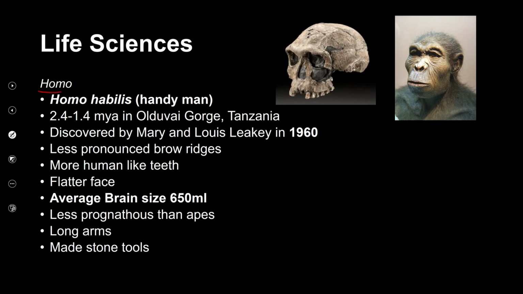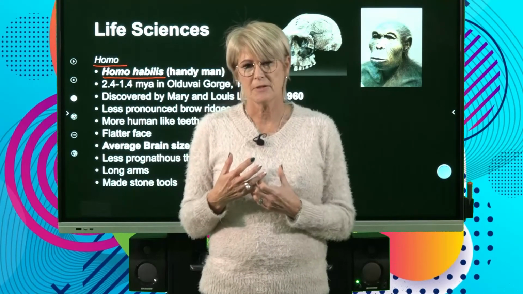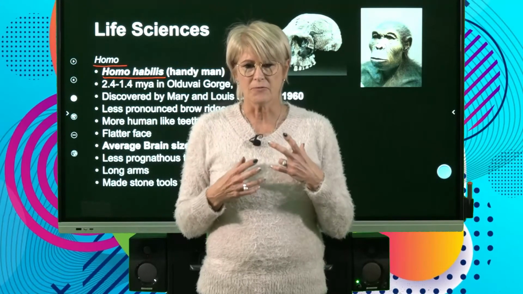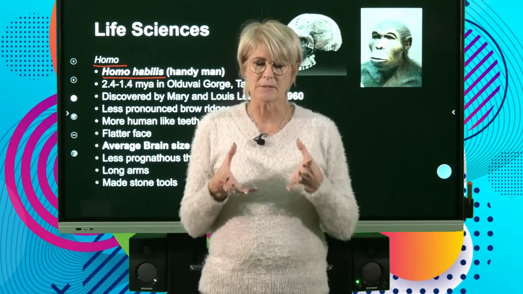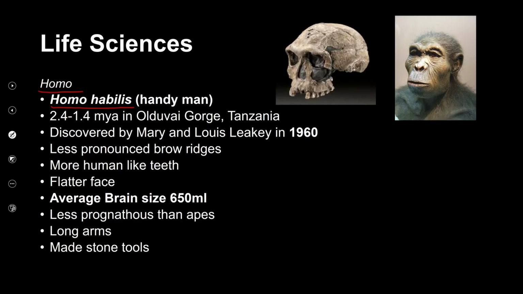Okay, so the next group of organisms we're going to have a look at is Homo, and we're specifically going to look here at Homo habilis. His nickname was Handy Man, and that was because he was the first where they found evidence of a species using tools and weapons and head ornaments and those kind of things. They lived about 2.4 to 1.4 million years ago, and the fossils were found in Tanzania by Mary and Louis Leakey. They discovered them.